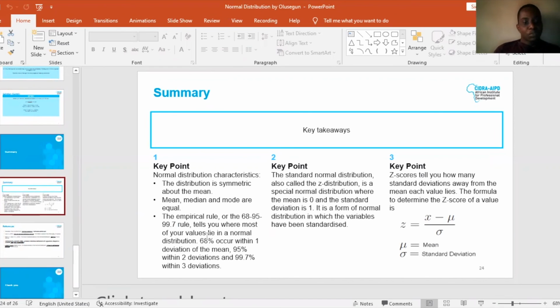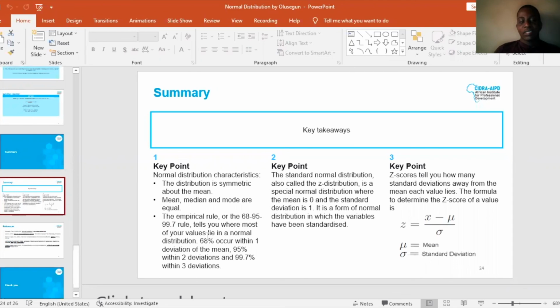The distribution is symmetric about the mean. That means half of our values fall below the mean and half of the values fall above the mean. The mean, median, and mode are all equal. And then the empirical rule, or the 68, 95, 99.7 rule, I'm sure you're quite familiar with it now, tells you where most of your values lie in the normal distribution. 68% occur within one deviation of the mean, 95% within 2 deviations, and 99.7% within 3 deviations of the mean. That is the 68, 95, 99.7 rule, or the empirical rule.